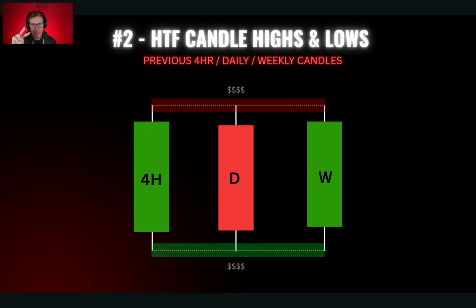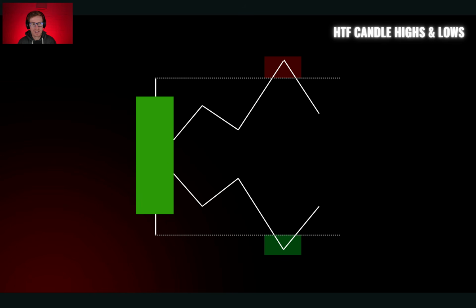Now, the number 2 best place to look for and find liquidity is higher time frame candle highs and lows. Typically I like to use 4-hour candles, daily candles, and weekly candles, but you can use whatever higher time frame candles you like. Every candle contains the open, the low, the high, and the close. We want to mark out the low and the high of our higher time frame candles, whether it's the 4-hour, the daily, or the weekly candle. We mark out the lows, we mark out the highs, and these are potential areas where you will find resting liquidity.